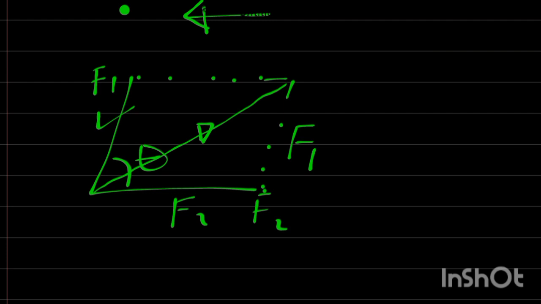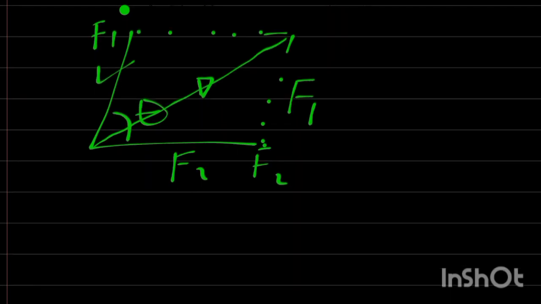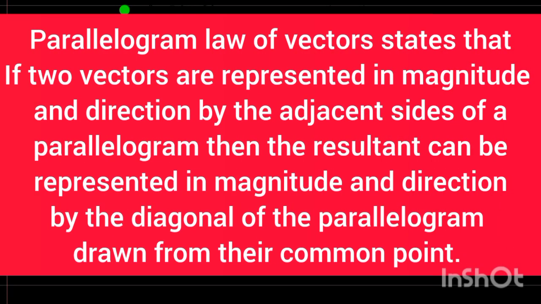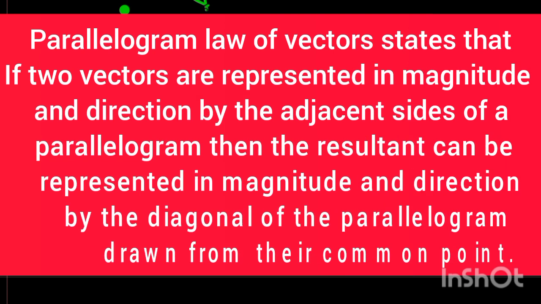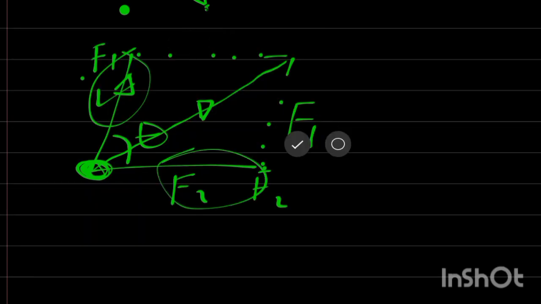F1 also. Now let's state our parallelogram law of vector. Parallelogram law of vector states that if two forces F1 and F2 are represented in magnitude and direction by the adjacent sides, this side and this side, of a parallelogram, you can see the whole shape is a parallelogram. So if two forces F1 and F2 are represented in magnitude by the adjacent sides of a parallelogram, therefore their resultant can be represented in magnitude and direction by the diagonal of the parallelogram drawn from their common point.